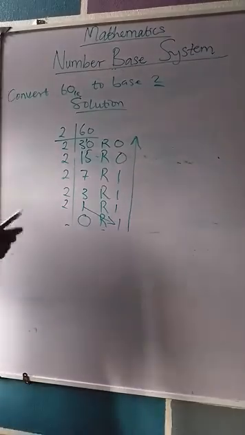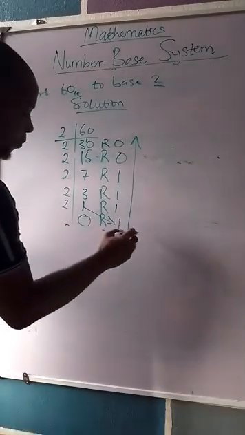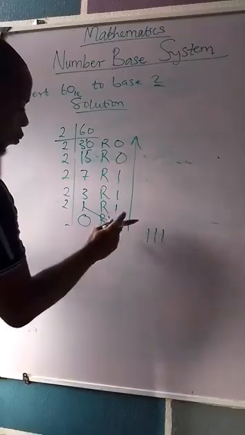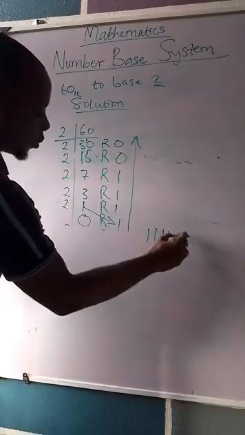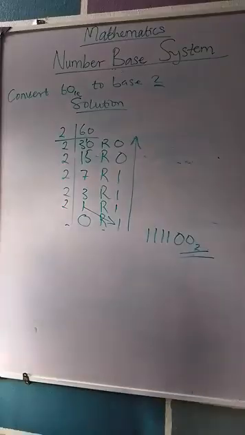And you get the final answer in base 2. So I'll write it again. 1, 1, 1, 1, 1, 1, 0, 0, 0, 0, base 2. And now the answer. Is that clear?